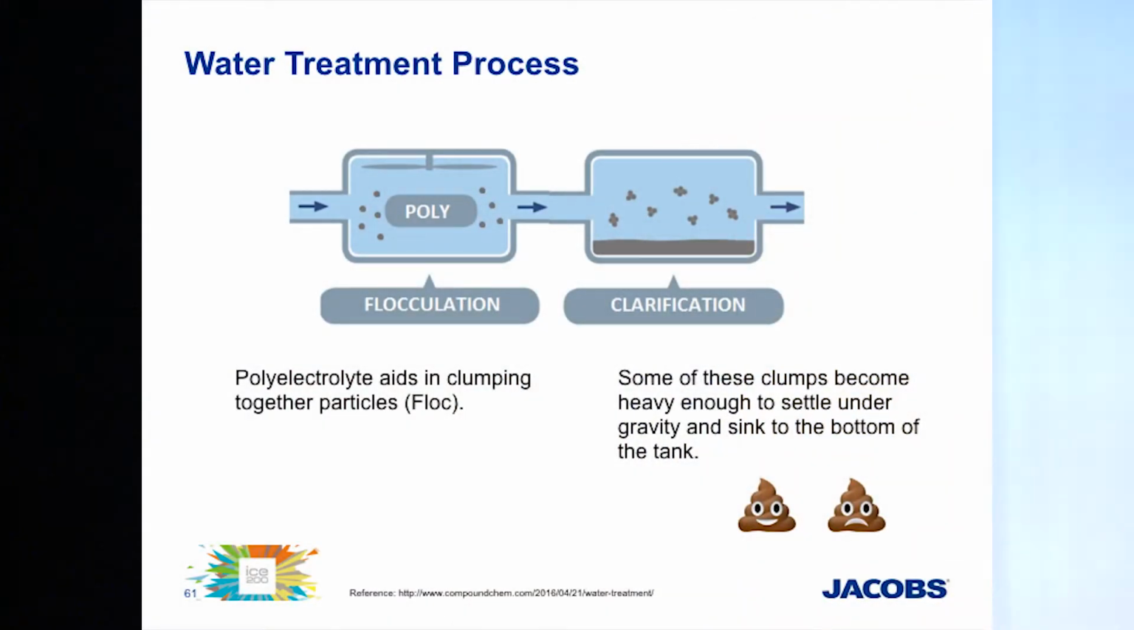There's also a chemical called polymer added to the water, and it helps these clumps to flocculate, to create a floc. Over time these particles will come together, they'll become denser, they'll be heavy, they'll start to settle under gravity, and they can be piped away as a sludge at the bottom of the tank.